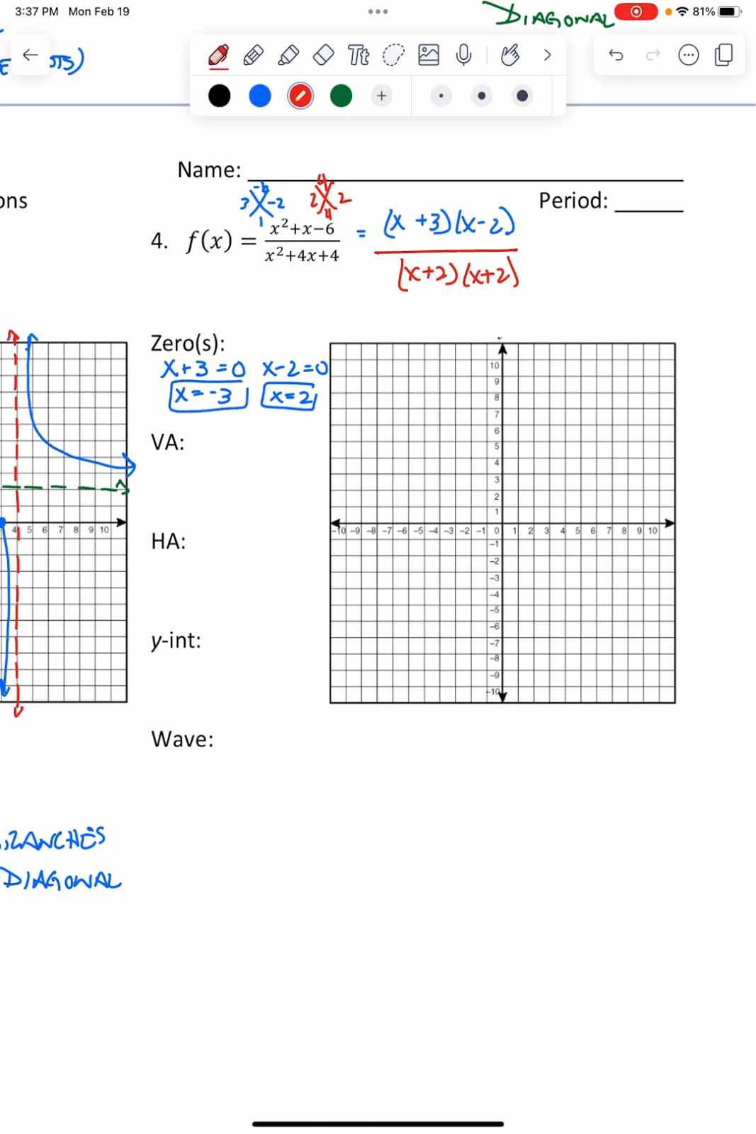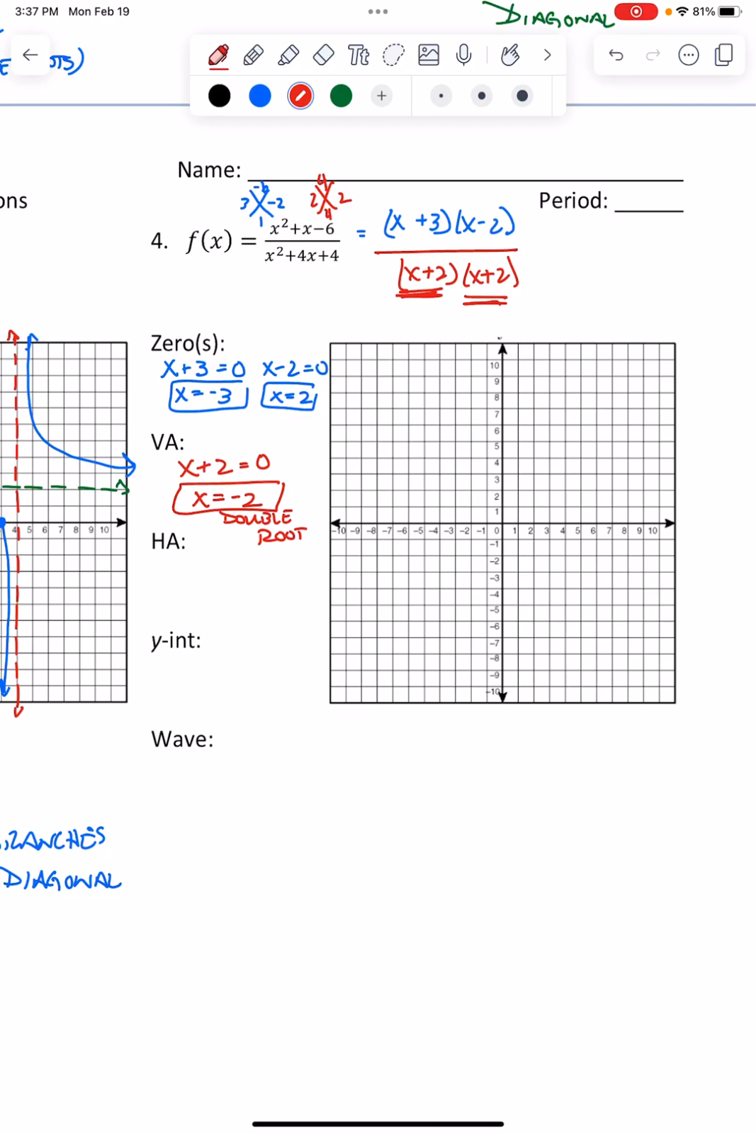Okay. Vertical asymptotes. If we look, we've got x plus 2 down here. So that's going to give us -2, but there's 2 of them. So that makes this thing a double root. Okay, so since it's a double root, that's going to change our branches. They're not going to be diagonal anymore.